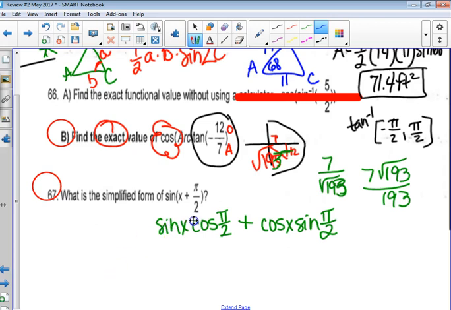Yep, go to your unit circle. Pi over 2 has a cosine of 0 and a sine of 1. So what's left? It's just cosine of x times 1.